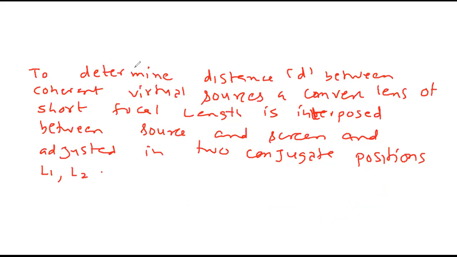To determine distance small d between coherent virtual sources, a convex lens of short focal length is interposed between source and screen and adjusted in two conjugate positions called L1, L2. Means we have interchanged object with image, image with object.